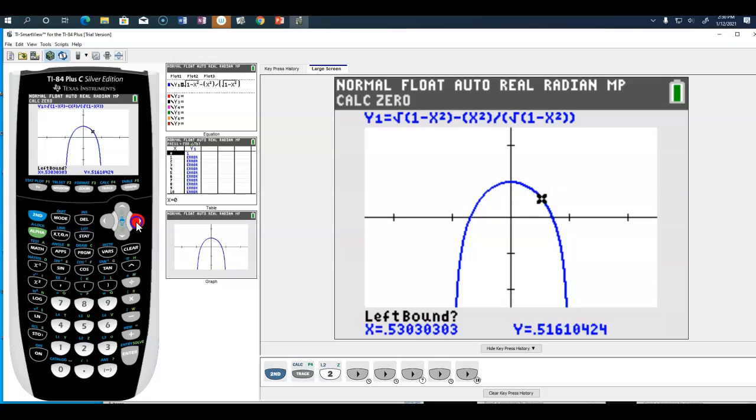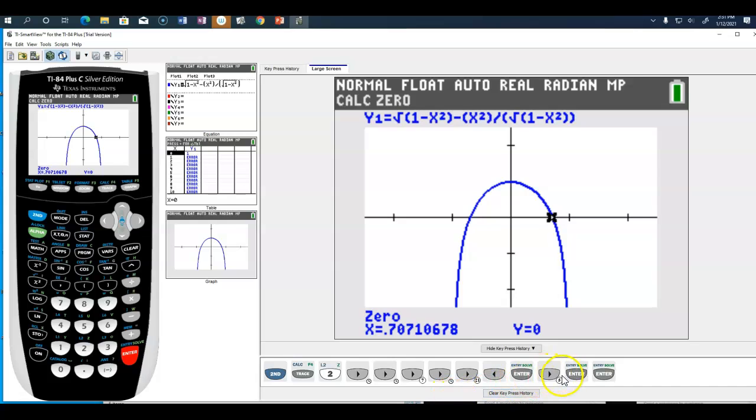I want to be to the left of that root. I want to be close to it, but I want to be to the left of it. Enter. And now I'm going to scroll until I get to the right of that root. Enter. And then I'm going to push enter one more time. And sure enough, it's the same number. It's just an opposite sign. It's not always going to be like that. Obviously, it depends on the function. But in this case, mine was symmetrical. So there we have it.